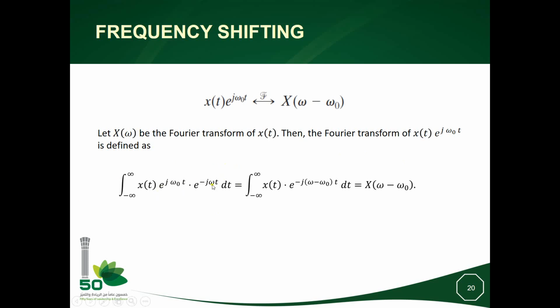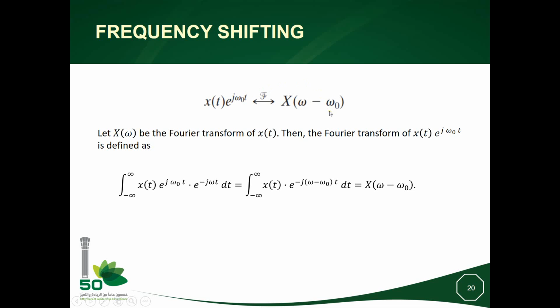So now if I gather the two exponentials together, I will write the integral from minus infinity to plus infinity of x(t) exponential minus j (omega minus omega 0) t dt. And this is by definition the Fourier transform of x(t) delayed by the quantity omega 0. So here we see an interesting relationship. If I multiply in time by an exponential function, I will have a delay in the frequency domain.